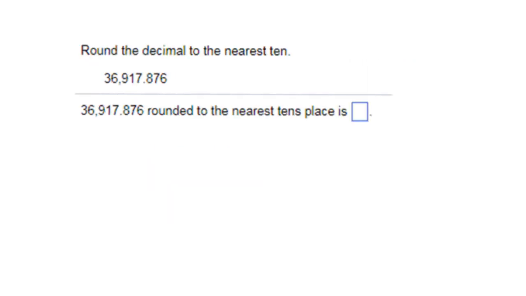Round to the nearest 10. It didn't say tenths with the THS, it just said to the nearest 10. So be very careful about what you're reading. We're going to go find the tens position. Let me rewrite this. We have 36,917 and 816 thousandths. That's how we would say that number, and that is exactly how we would write it into words.